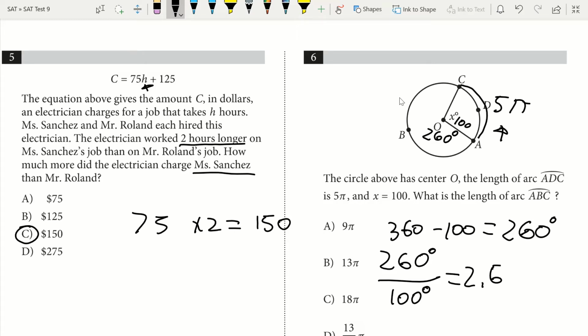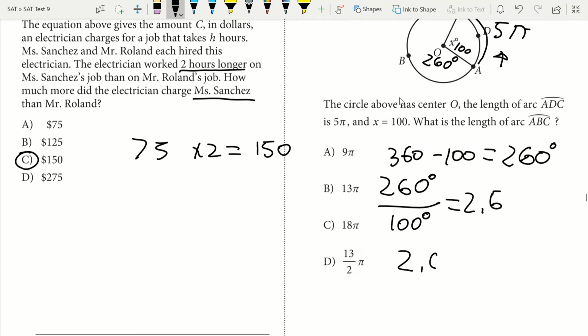So now if we take that 2.6 and multiply it by the arc length of that smaller arc, that ADC, which was 5 pi, we will get our arc length for ABC, which is that larger arc length, and that will give us 13 pi. So our answer there is going to be B.